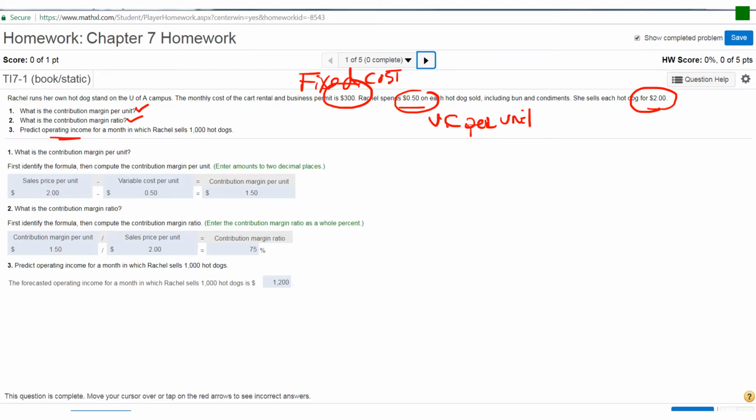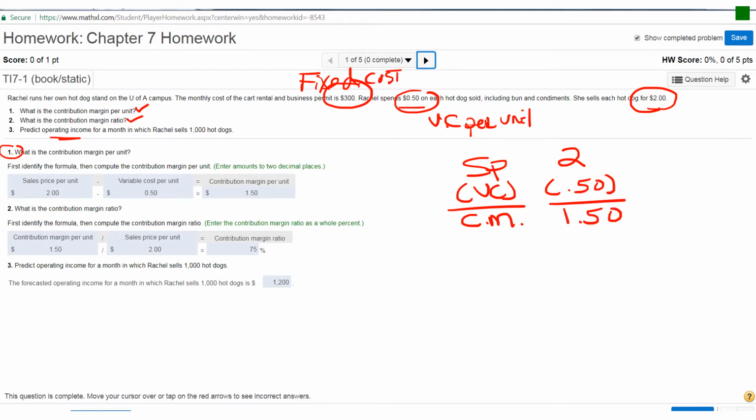So just look down at part number 1, the contribution margin per unit. Again, you take your sales price, subtract out your variable cost, and that's going to be your CM per unit. So if our sales price is $2 and our variable cost are 50 cents per unit, then that's how you're going to get the $1.50 per unit. That would be part 1. Part 2, your ratio, all you have to do is take the $1.50 and divide that by $2, and that's going to give you 75% or 0.75. So that would be your ratio.